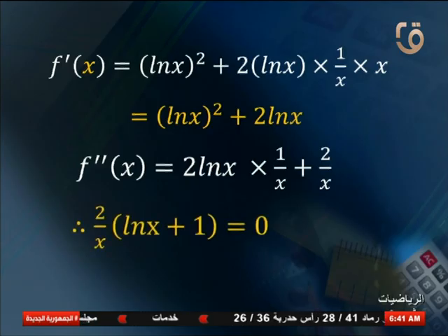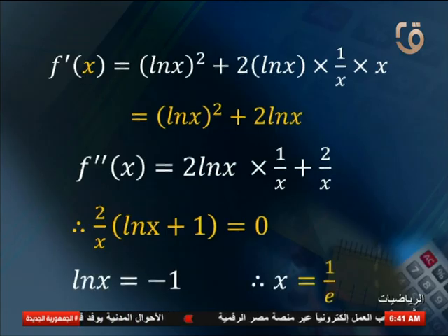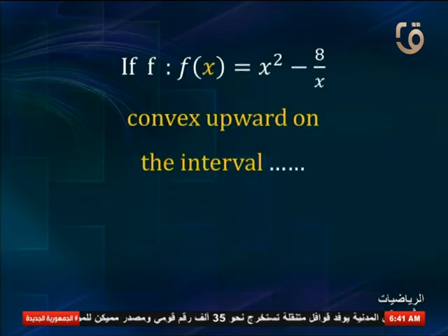Therefore, f double dash must be equal 0. By taking 2 over x common, highest common factor, then 2 over x multiply bracket contains ln x plus 1 must be equal 0. In this case, ln x equal negative 1, x equal 1 over e. We deduce that, my dear student, in this case, x equal 1 over e.